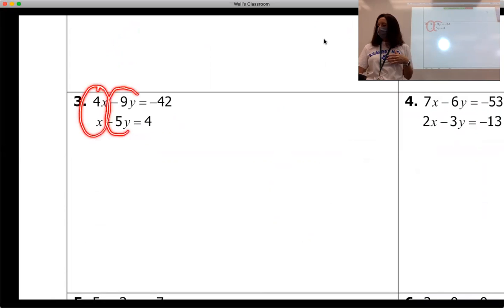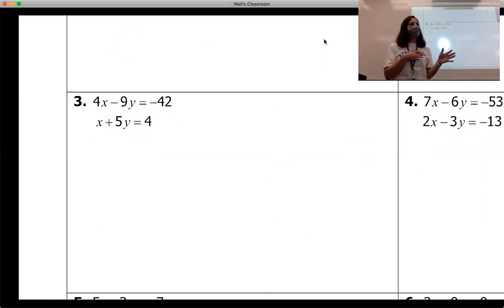We've got -9 and +5, not opposites, not the same. So we have to make these match. And I always say that this is very similar to making your denominators of a fraction match so that you can add and subtract, okay? So if you can change one of them to match the other one, that's what you should do. But sometimes you have to change both, okay?